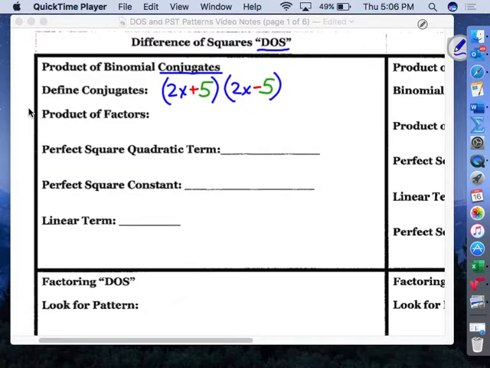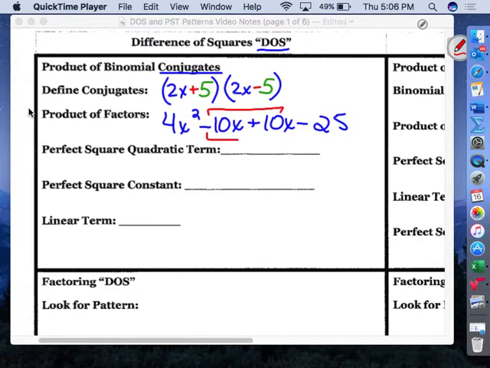When I take the product, I'm going to have 4x squared minus 10x plus 10x minus 25. Notice that the linear terms are additive inverses, so that when I combine like terms, what I'm going to have left is 4x squared minus 25.